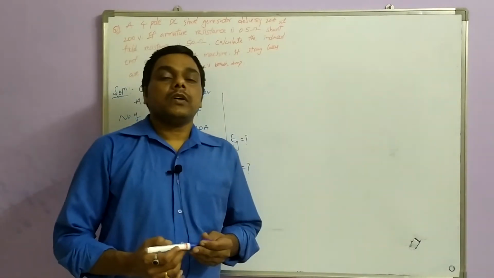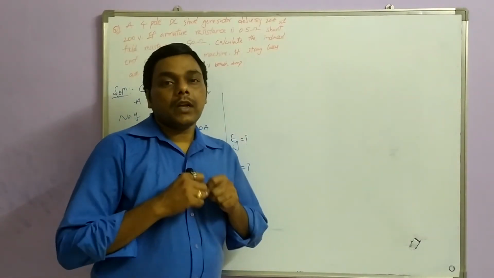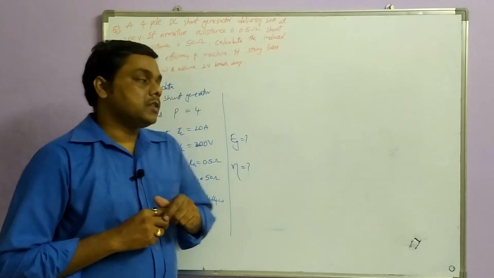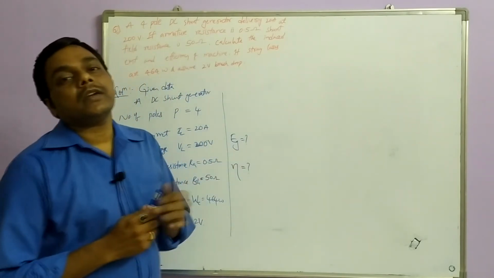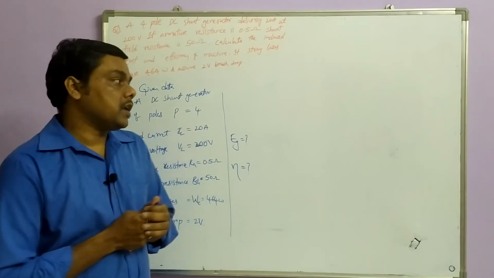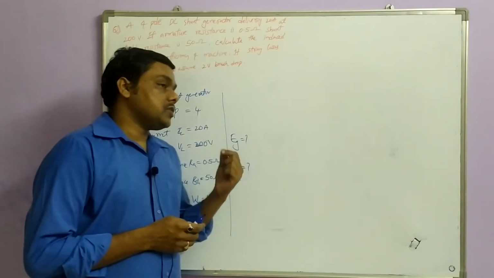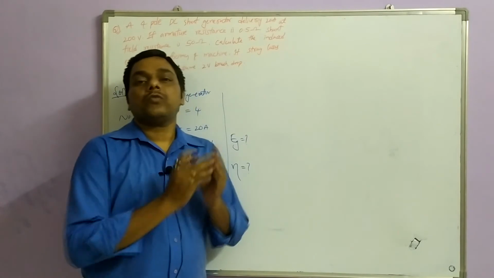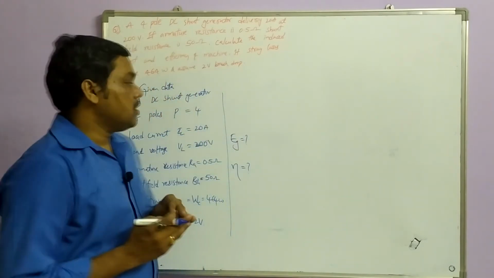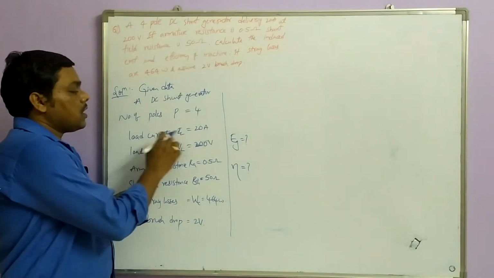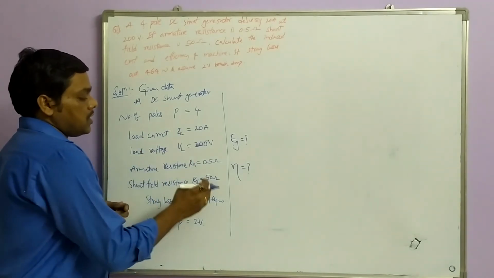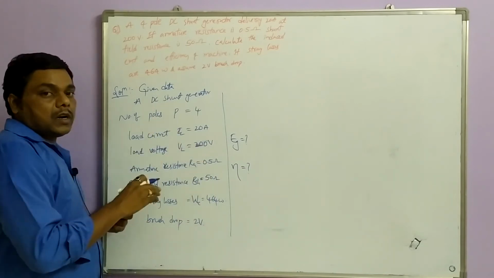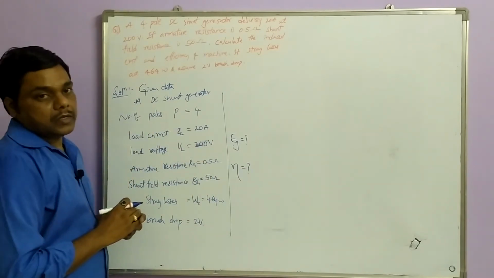Now first of all we have to calculate the currents, then it is easy to calculate the generated EMF so that we can calculate the efficiency. We already calculated problems on generated EMF. First of all we have to find out the currents. Now see, the load current is already given. Now we have to find out shunt current and from that we will find out the armature current.